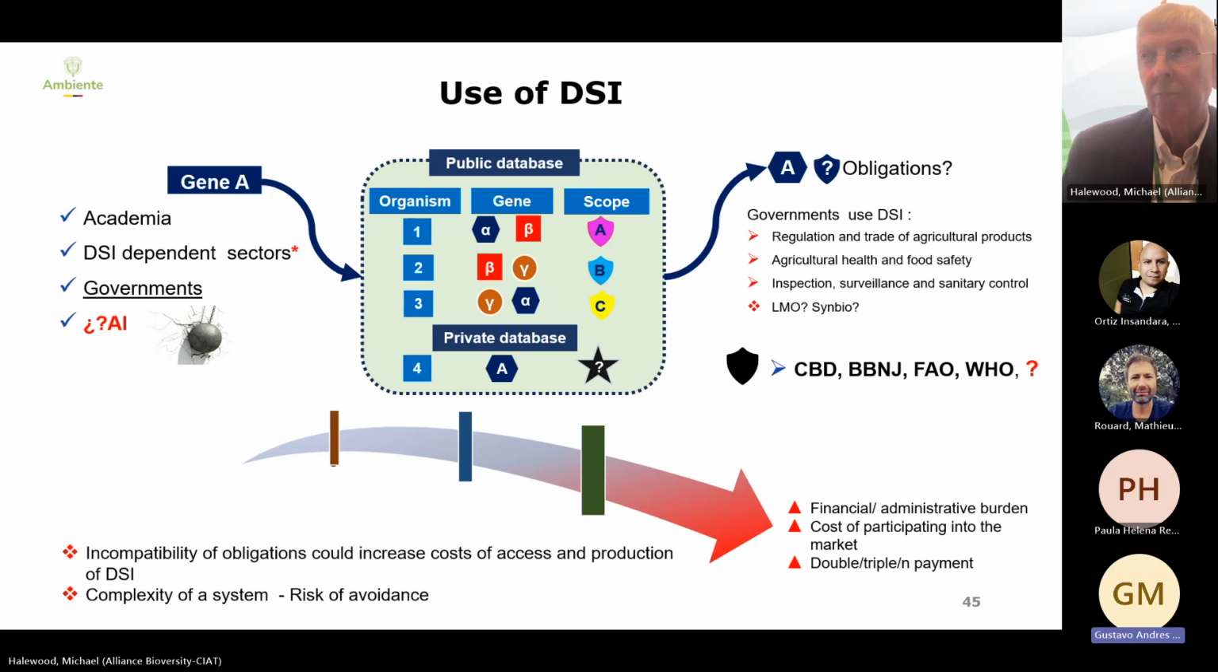All that without mentioning that most biotechnology applications require access to public and private DSI from public and private databases in different proportions. If the obligation of each and every one of these mechanisms is incompatible with each other, then that will increase the financial and administrative burden, and it will just increase the cost of participating in the mechanism, and that relationship between the user and the provider will be affected in ways that are hard to measure, not to mention the risk of double payments or triple payments. If the mechanism is too complex, then we open up the market for tools to avoid that much. Next slide, please.